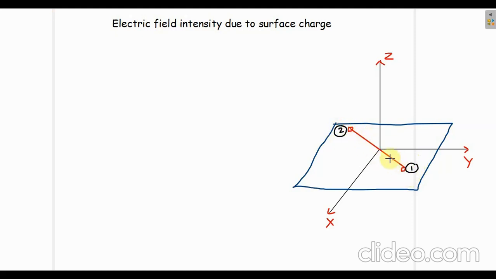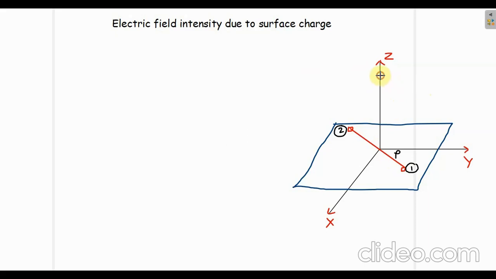So we are considering this sheet as being formed by joining some small elements. So we have considered these two elements. This one is first and this one is the second. And let's say this one is rho.